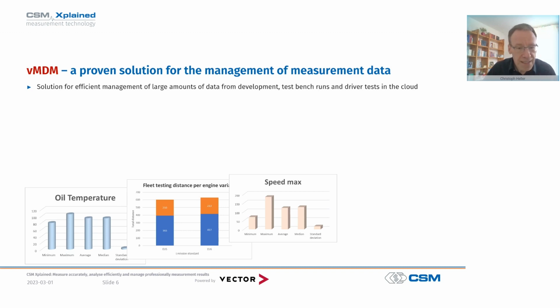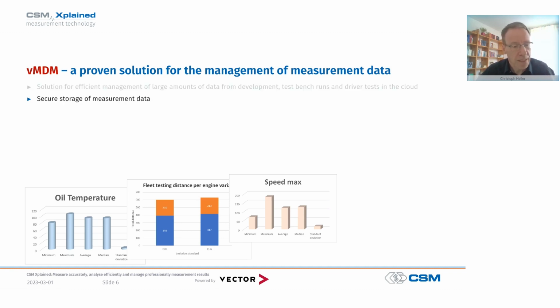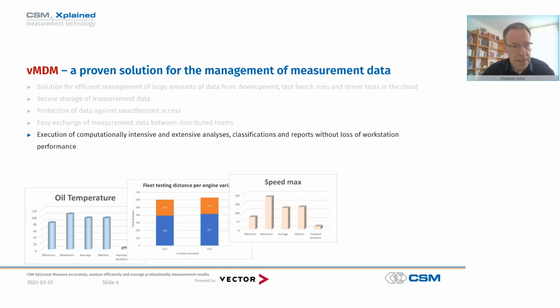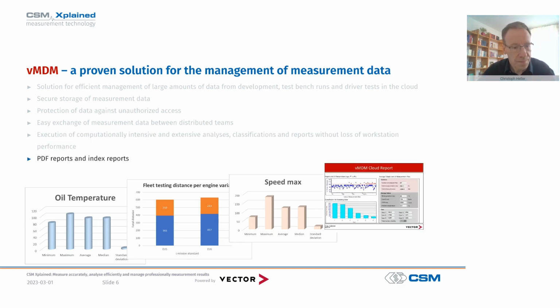It's a proven system in place for many years, and it's our solution to efficiently manage large amounts of data from development, test benches, and driver tests. And the key information is that management and analysis of the data is done in the cloud or alternatively in a backend system. Here you already see some reports typically generated by vMDM fully automatically. Characteristics are secured storage, protection of data against unauthorized access, and support of worldwide distributed teams. And I think this is a key criterion. Extensive analysis routines run in the cloud. That means they don't have an impact on the performance of your local desktop. And again, such reports, the index reports or the CASTLE PDF reports, can be generated fully automatically. And that will allow you to get an overview of the overall system behavior.